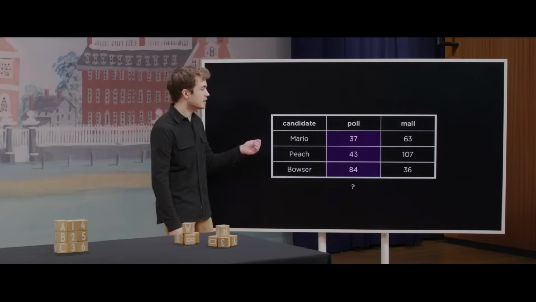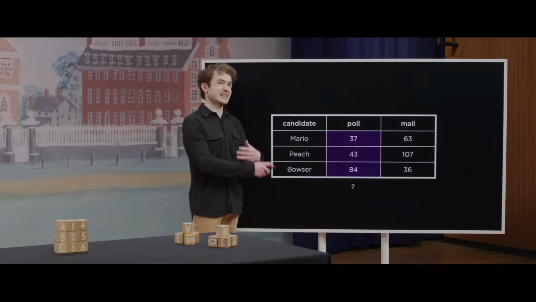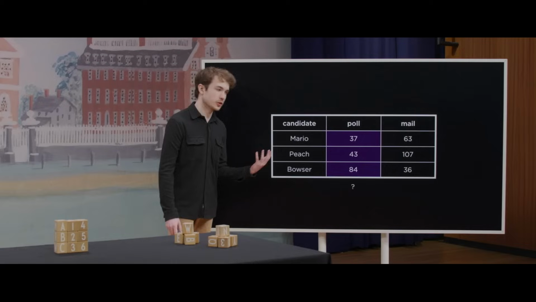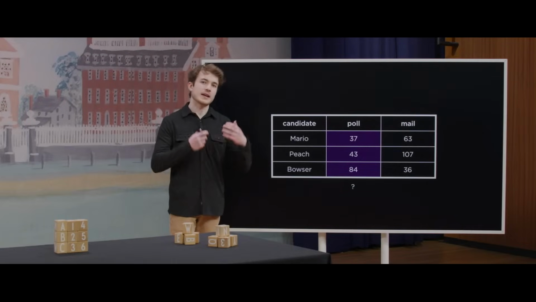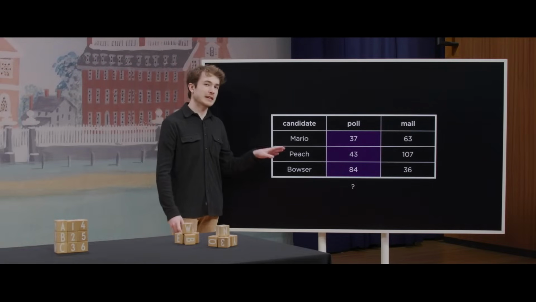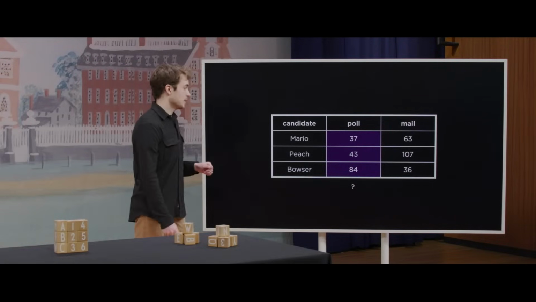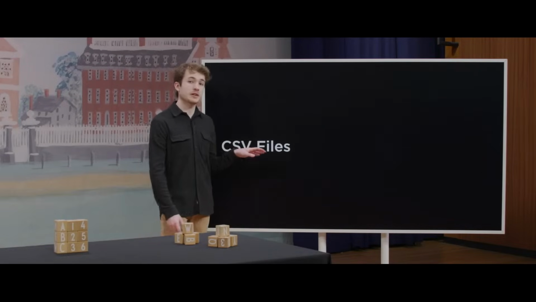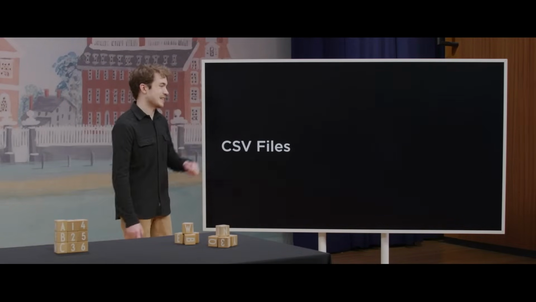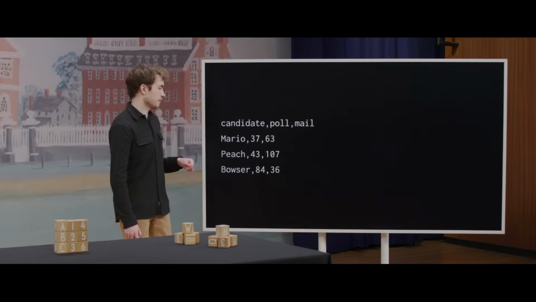But R, at least immediately, doesn't give us a way to represent a table exactly like this. If you want to store this data long term, you'll need to do so in a file. And one popular way of representing data like this inside of a file is to use a CSV file, or a comma-separated values file. So here is the same representation of that data, but now as a CSV file.